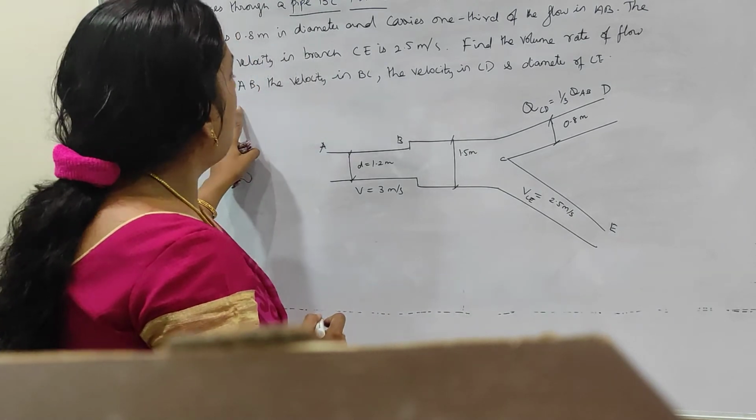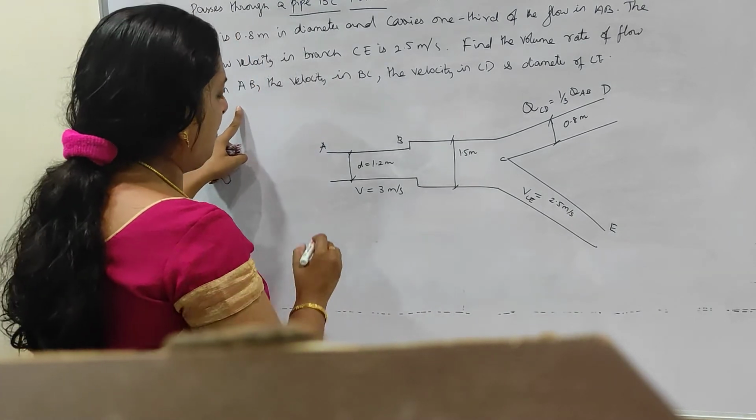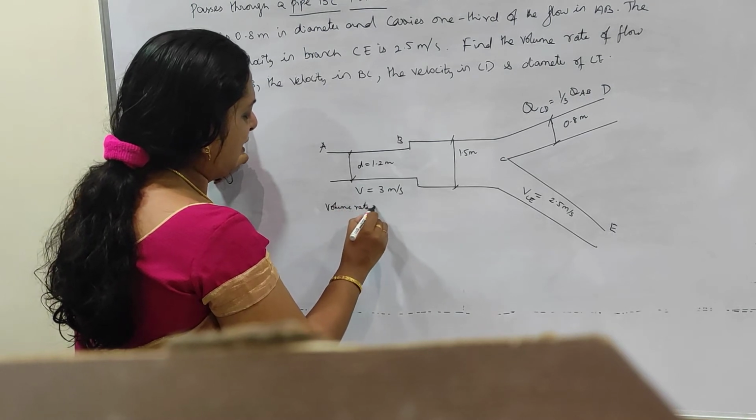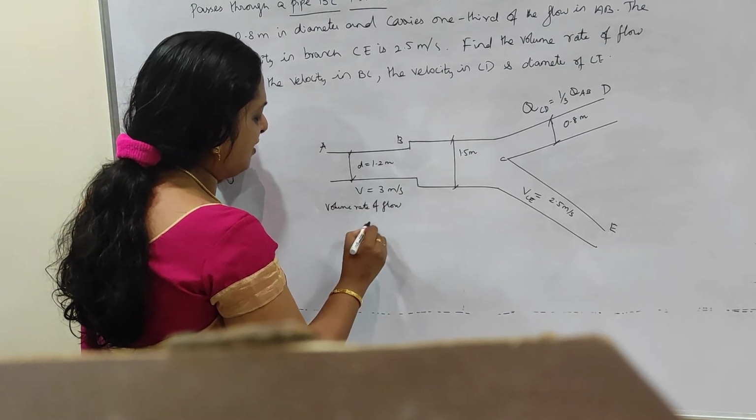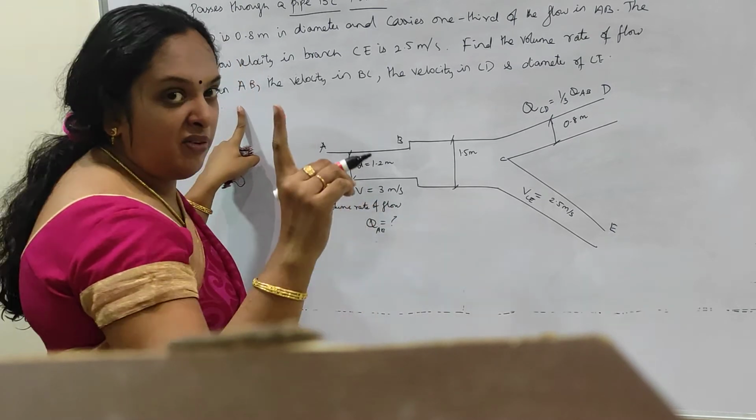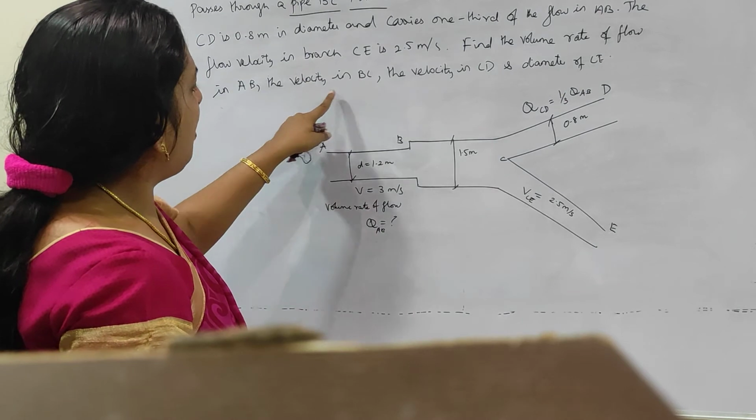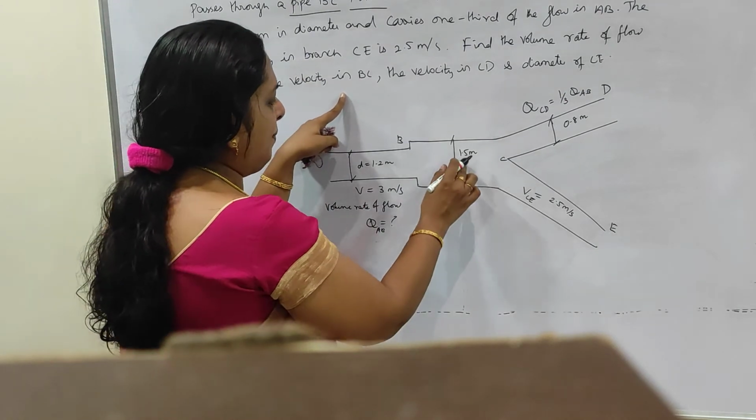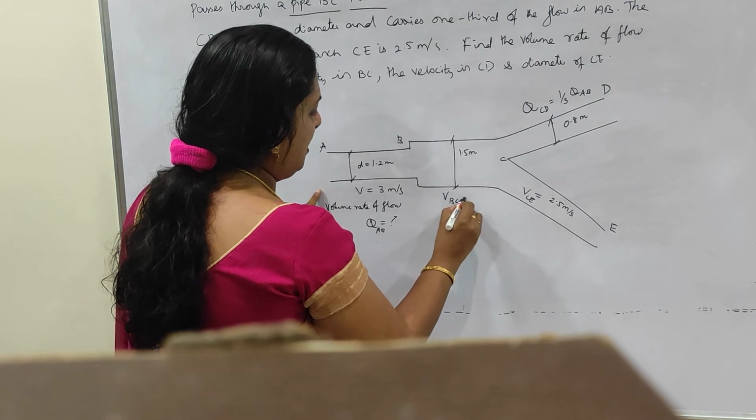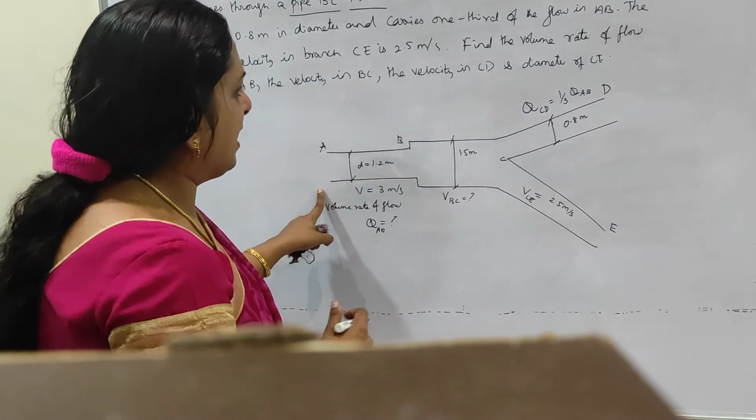Find the volume rate of flow in AB. What do you mean by this? They ask you to find out the volume rate of flow. Volume rate of flow is nothing but your discharge. So discharge at AB is asked. That is my first question. Second one, velocity in BC. The diameter is given. I should be able to find out what the velocity is in BC. So that is my question in my second pipe.